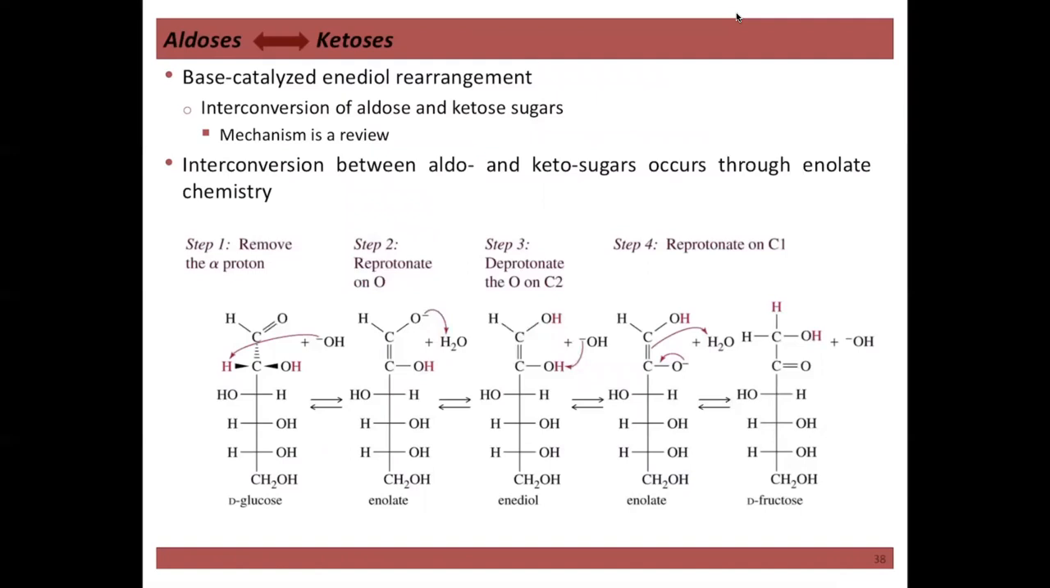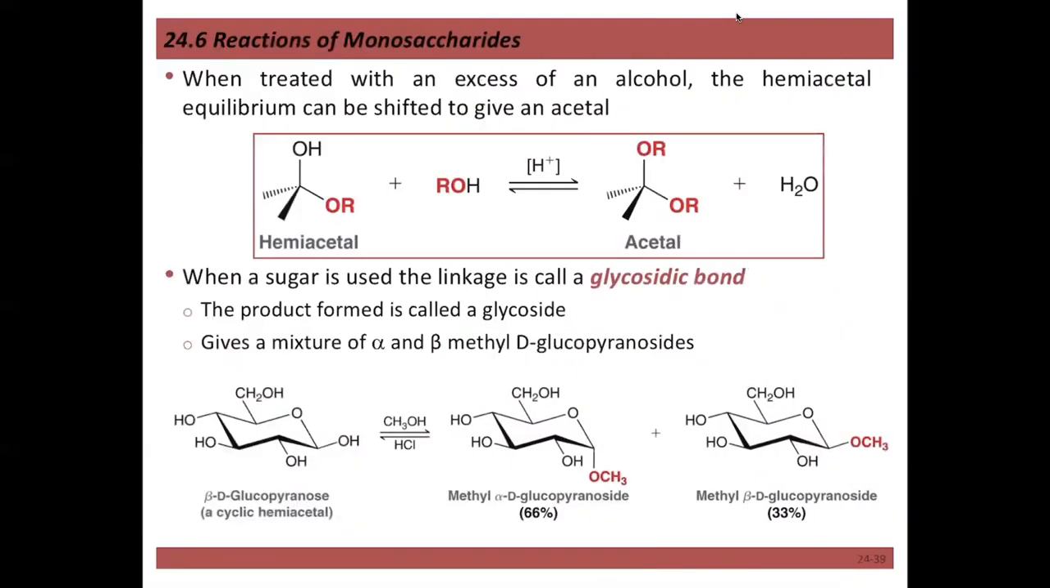So we can see two applications of enolate chemistry. We can make epimers, or different sugars, and we can also convert between aldoses and ketoses. So again, chemistry that we've seen before, but applied to sugars. And again, very biologically important, because this is how we do it in our bodies to convert sugars from one type to another.